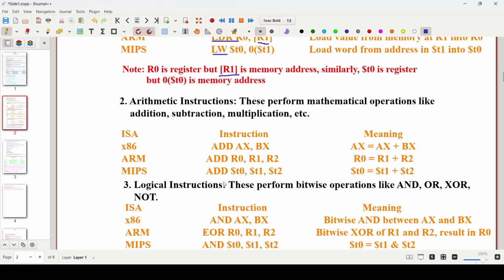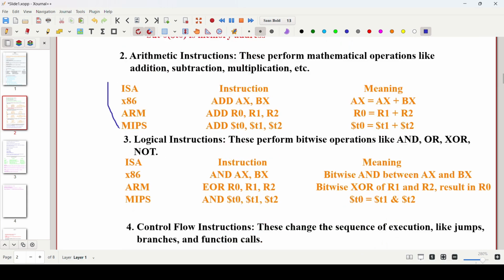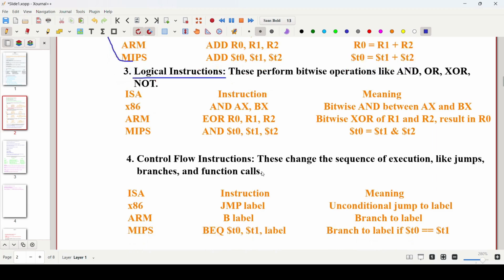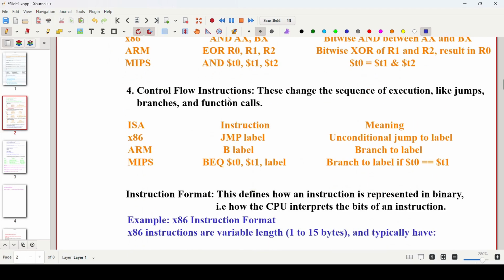Okay. The second one is the arithmetic instructions. I've already discussed that. So here you can see the examples of ISA instructions and their meaning. Okay. Similarly, for logical instructions, we have written their meanings and their instructions. The logical instructions include AND, OR, XOR operations, NOT operations. Okay. Now let us move on to control flow operations.